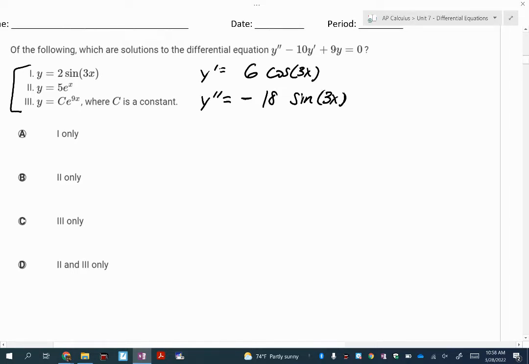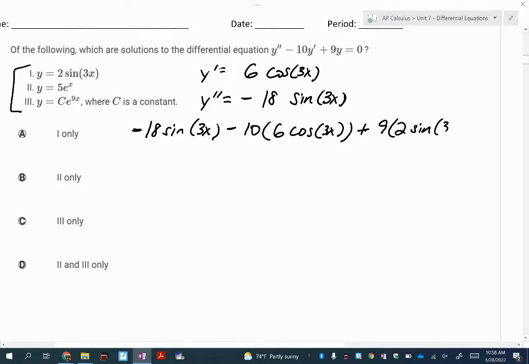So I'm going to plug this in. I have negative 18 times the sine of 3x, that's the double prime, minus 10 times 6 times the cosine of 3x, that's the single prime, plus 9 times the original one, which is 2 sine, my bad, 9 times 2 times the sine of 3x.